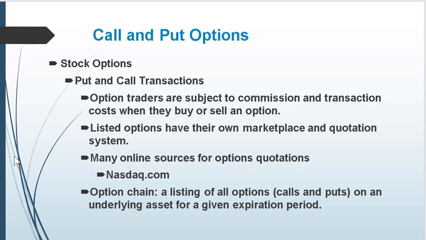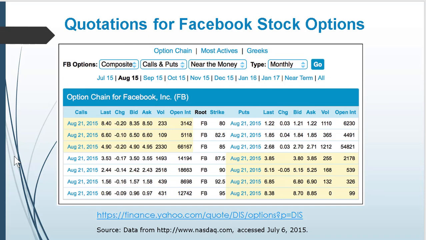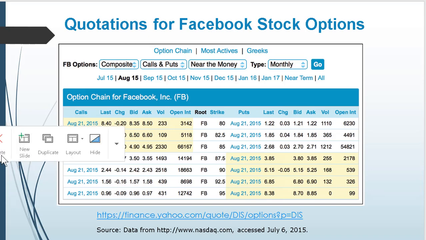Obviously, there's a commission when you buy and sell, which reduces the profit that can be earned. There are many online sources to get option quotes. And frequently you'll hear something referred to as an option chain. Again, this is a listing of all options on an underlying asset for a given expiration period. So here is an example of an option pricing mechanism, if you will.